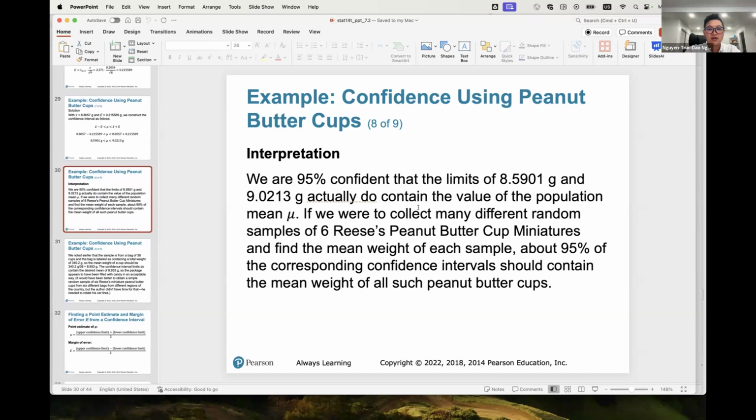This one is simple. We are 95% confident that the limits of 8.5901 grams and 9.0213 grams, these are the lower and the upper limits of the confidence interval here, actually do contain the value of the population mean mu. If we were to collect many different random samples of 6 peanut butter cup miniatures and find the mean weight of each sample, about 95% of the corresponding confidence intervals should contain the mean weight of all such peanut butter cups.